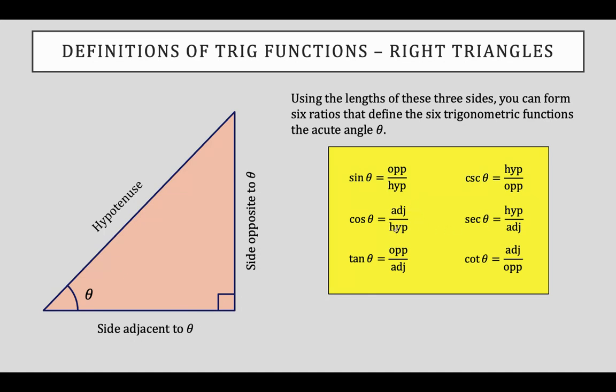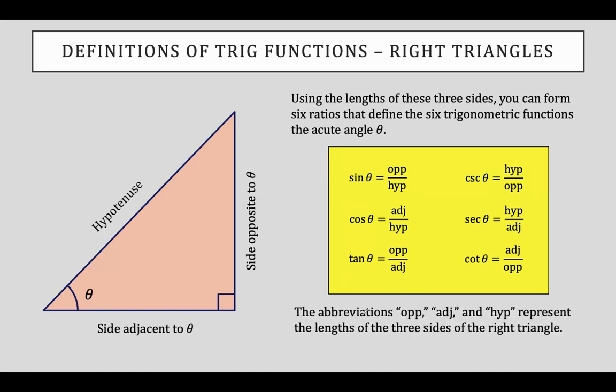That means we take our ratio for cosine and we flip it. The secant of the angle theta is the ratio of the length of our hypotenuse divided by the length of our adjacent side. And cotangent theta is the ratio of the adjacent side divided by the opposite side. Notice that is the reciprocal of the tangent of theta. So in these equations, the abbreviations for opposite, adjacent, and hypotenuse represent the lengths of the three sides of the right triangle. So we're taking the length of each one of these sides, all right, as we plug them in.